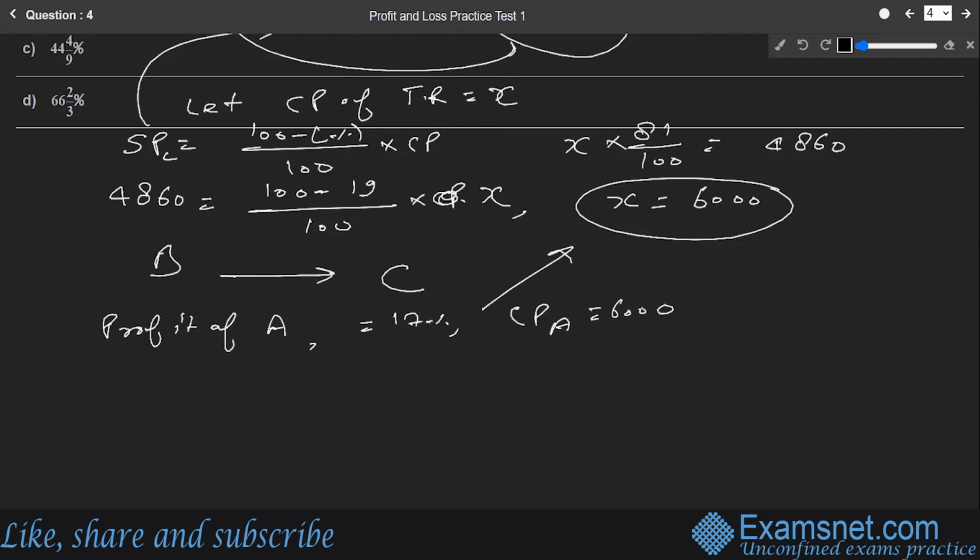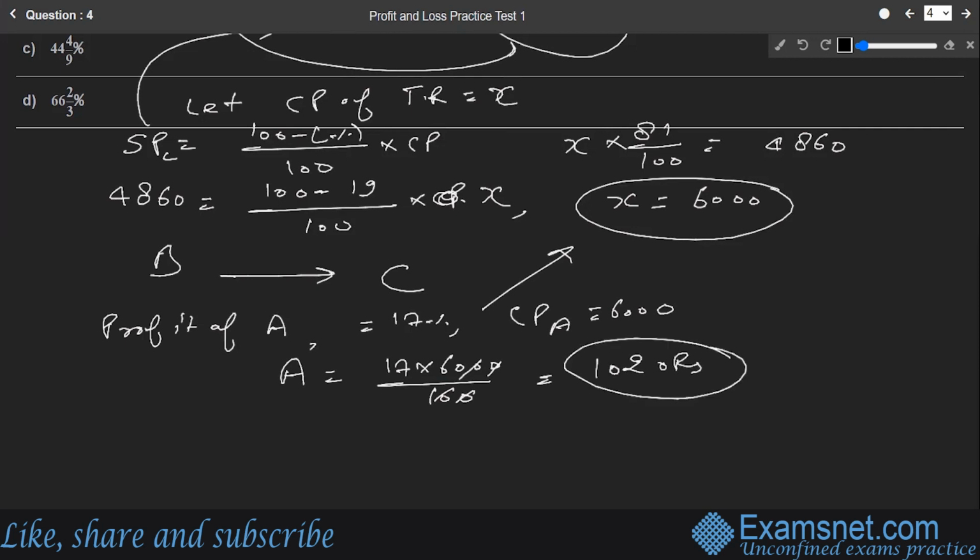So how much is the 17% of 6,000? That would be the profit of 17%. So how much is the profit of A? That is 17% of 6,000. If we solve this further, this comes out to be 1020 rupees. So the profit of A at 17% rate would have been 1020.